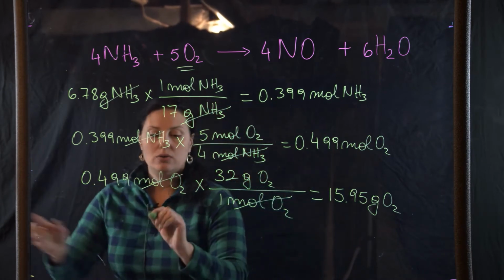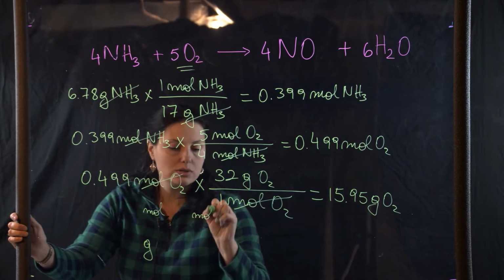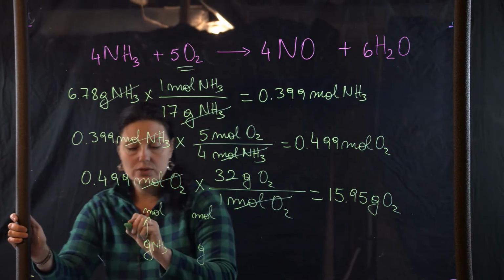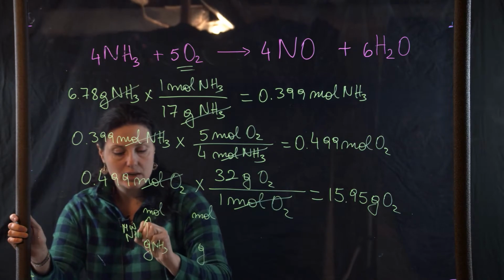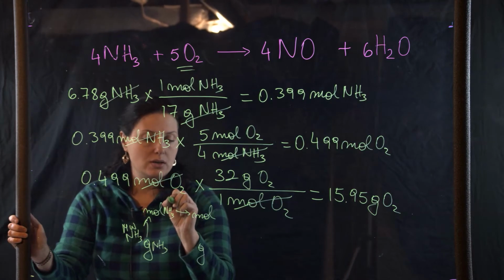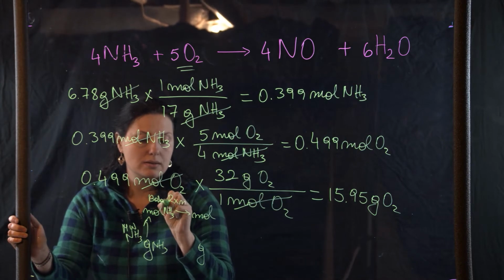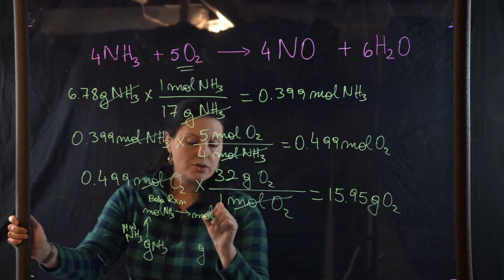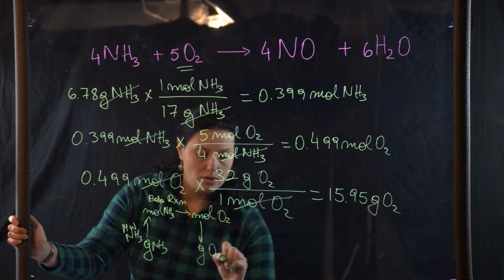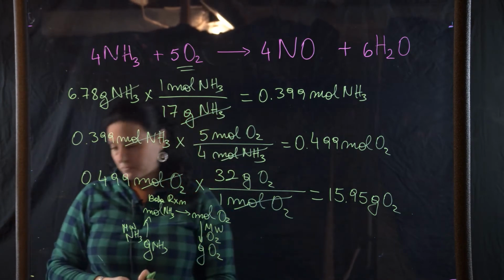So once again, we had grams, to moles, to moles, to grams. We started with grams of NH3. We used the molecular weight of NH3 to convert to moles of NH3. Then we used the balanced reaction to convert from moles of NH3 to moles of oxygen. Then to go to grams of oxygen, we use the molecular weight of O2, of oxygen.